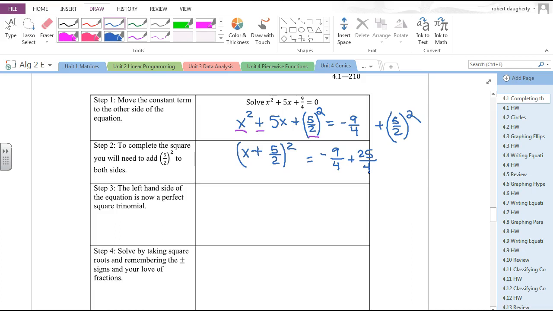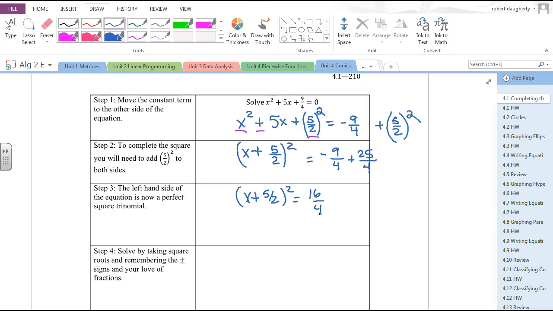What's 25 over 4 minus 9 over 4? 5 halves squared, that's 25 fourths. So what's 25 fourths minus 9 fourths? This is where you would say 25 minus 9 is, come on guys, I'm not hearing it. 25 minus 9 is 16, okay? So this is x plus 5 halves squared equal 16 fourths. Okay? What can I do with 16 fourths?